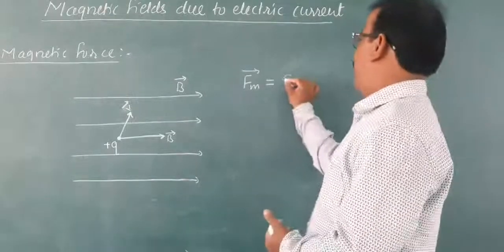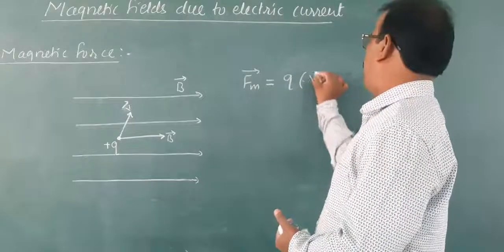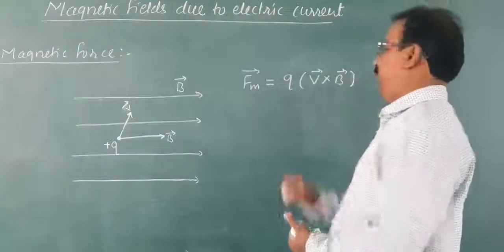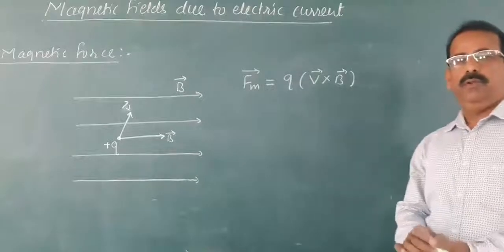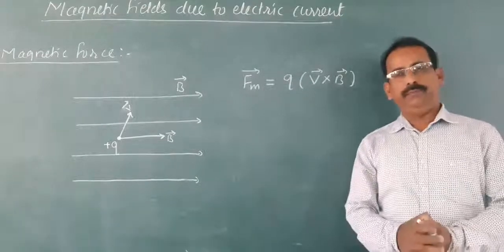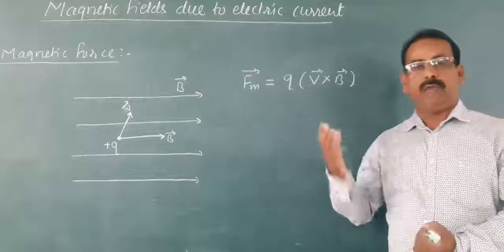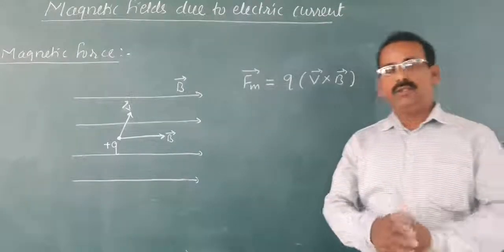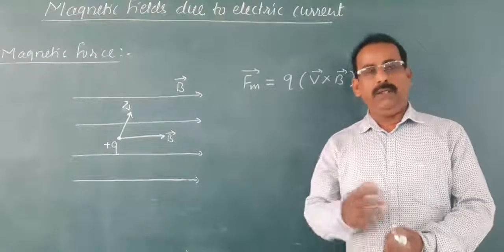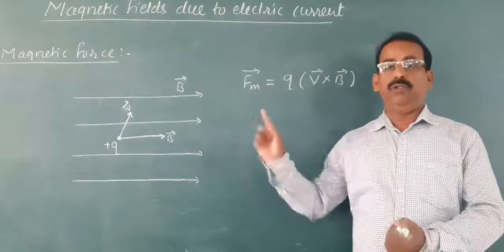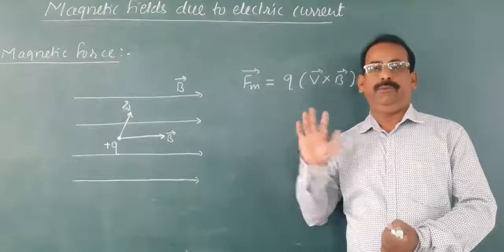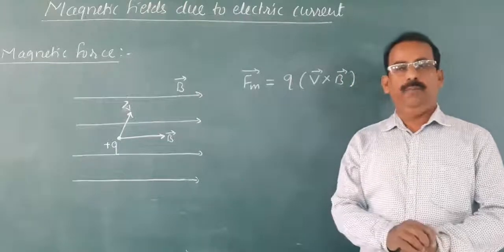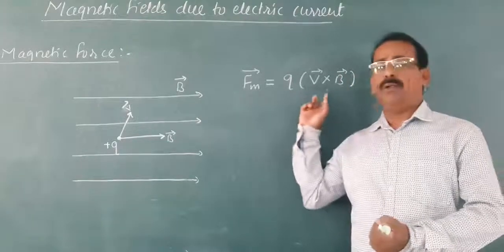This magnetic force is always Q times the cross product of velocity vector and magnetic field vector. How much is this force? It is Q times the cross product of velocity vector and magnetic field vector. This is called magnetic force, the mathematical form of magnetic force. It is the cross product of these two vectors.